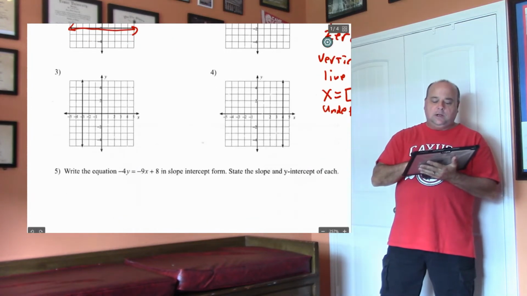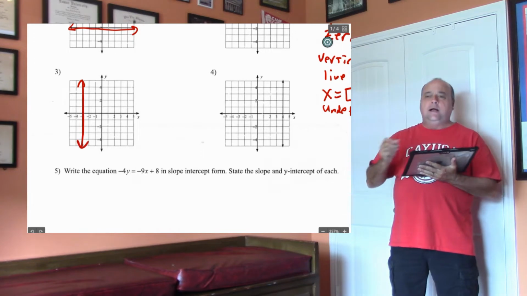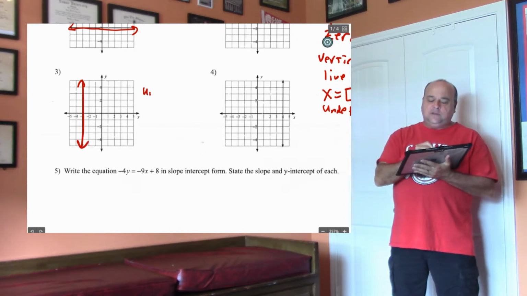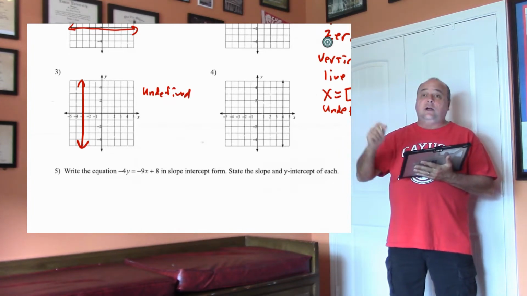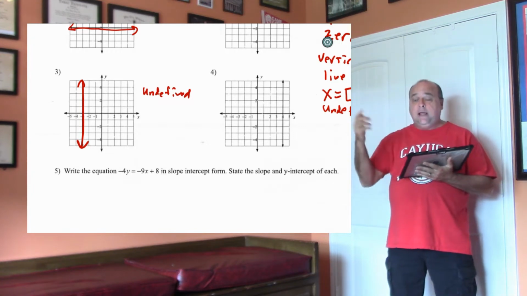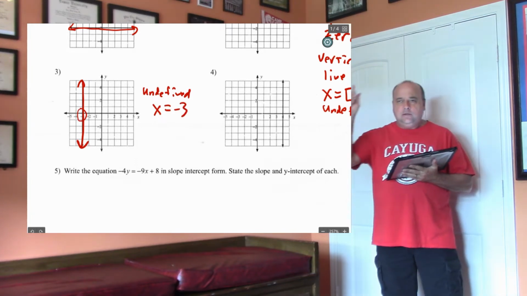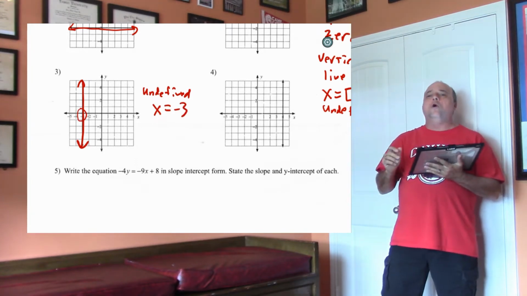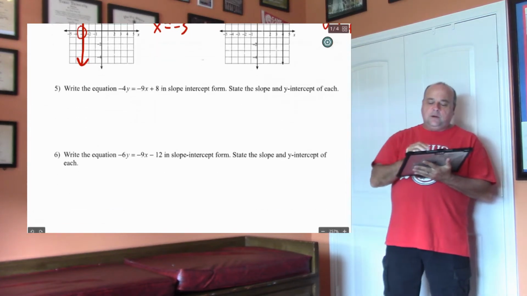Now let's go to number 3. On number 3, this is a vertical line. If it's a vertical line, the slope's undefined. Notice that this line does not cross the y-axis. It's parallel to it, right? It only crosses the x-axis, and it crosses the x-axis at -3. You can do the other two. Okay. Now then, let's go to number 5.